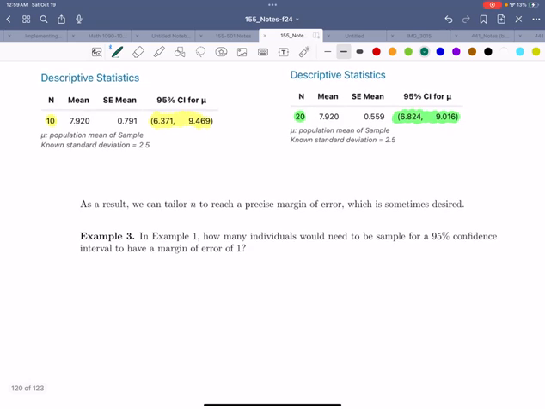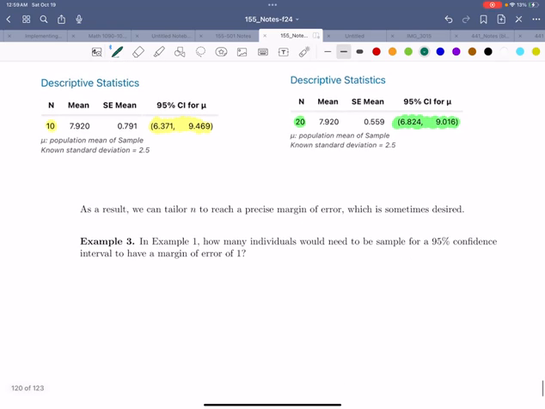So the one thing you could say is we could tailor n to reach a precise margin of error, right? Suppose we want a 95% confidence interval. How many individuals do we need to sample for the margin of error to equal 1? Well, you can guess and check, right? We need our 95% confidence interval to be 6.92 to 8.92, or smaller.